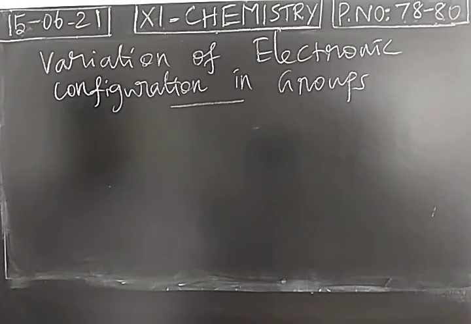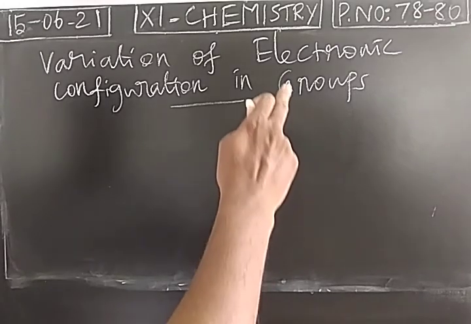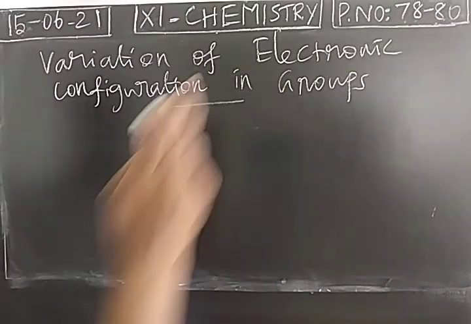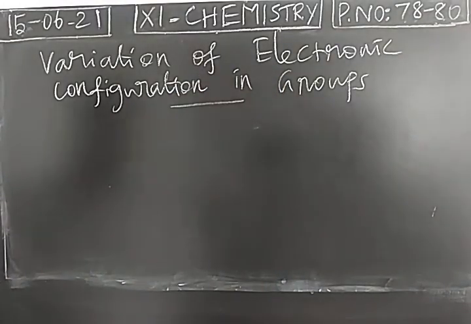In the modern periodic table, we have 18 vertical columns called 18 groups and 7 horizontal rows called the 7 periods. Now, what is the variation in electronic configuration of the elements in groups? When you consider an atom, its chemical property is mainly based on the electrons.